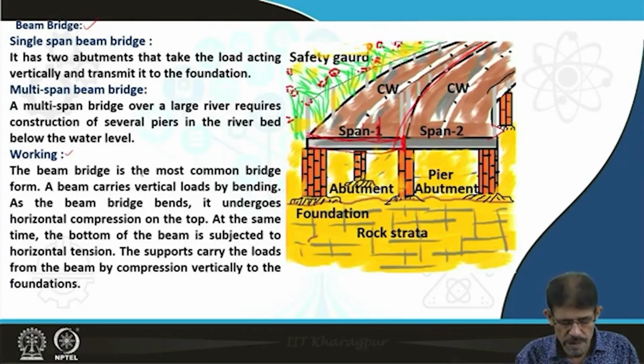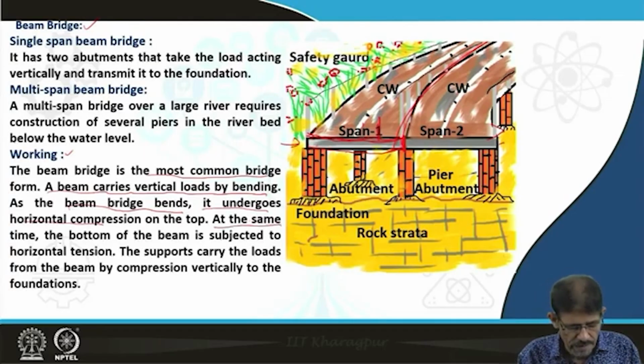So the beam bridge is the most common bridge form. A beam carries vertical load by bending. As the beam bridge bends, it undergoes horizontal compression on top, and at the same time the bottom of the beam is subjected to horizontal tension.